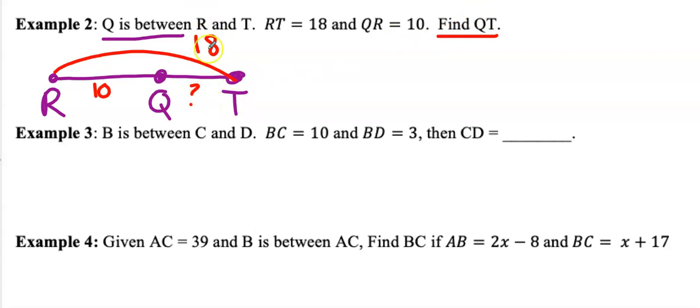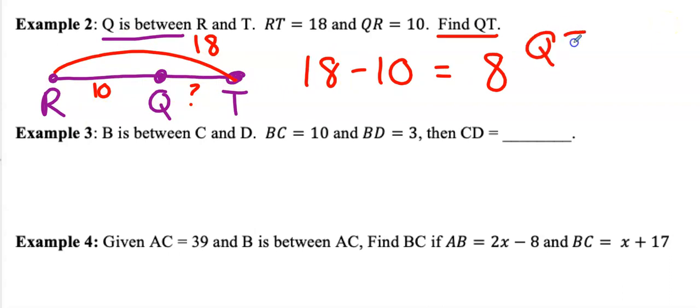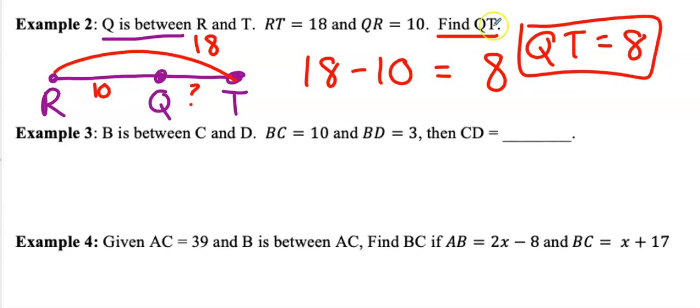Okay? So either suma or restar these two numbers, and I'm going to subtract, restar, porque I know the total. So 18 minus 10 is 8. Okay? So when you know the total, restar, and then suma the parts. So QT is 8. Okay? And that is correct because 10 plus 8 is 18. So está bien, we're good.